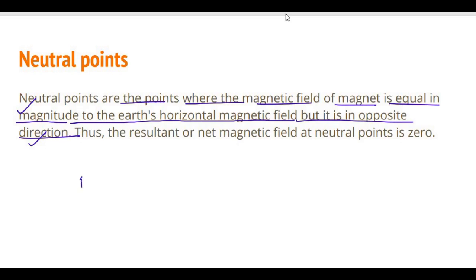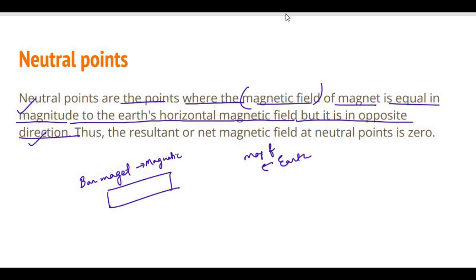Matlab is, mere paas hai bar magnet. Bar magnet is producing a magnetic field. And the other one is earth. Earth is producing its magnetic field. Dono ka direction opposite hai, lekin magnitude same hai. And it is when both of them will cancel each other's effect.